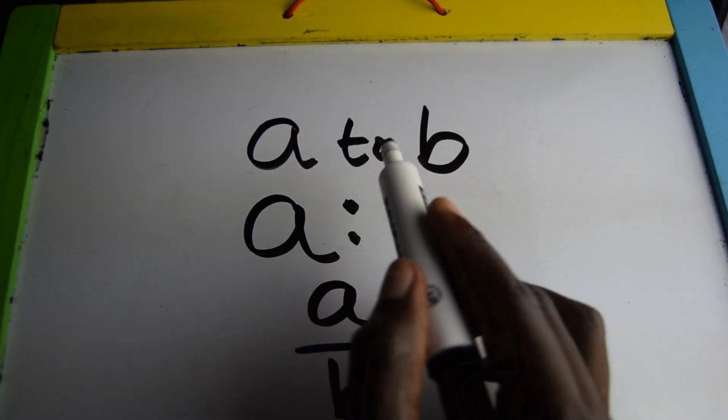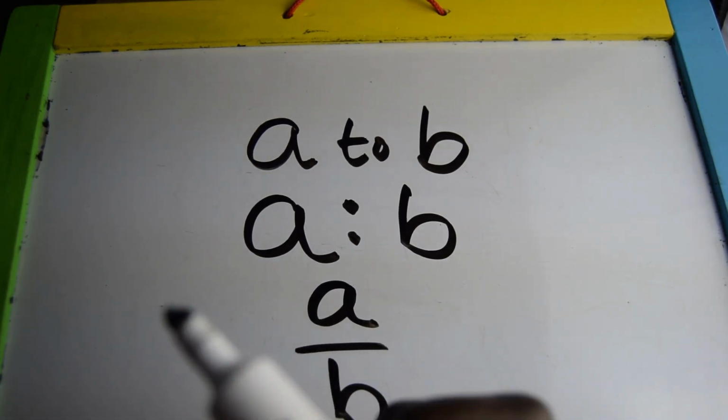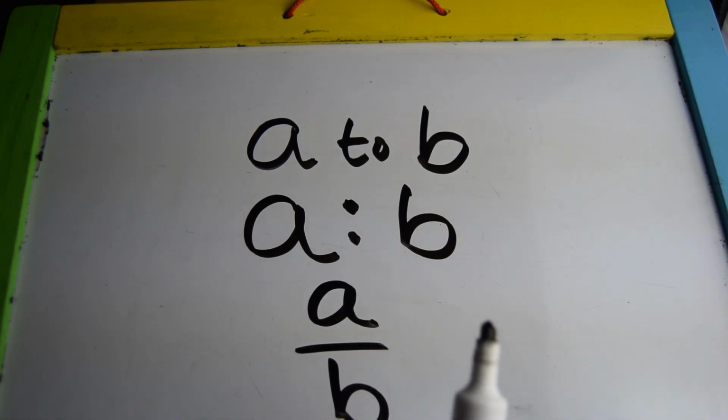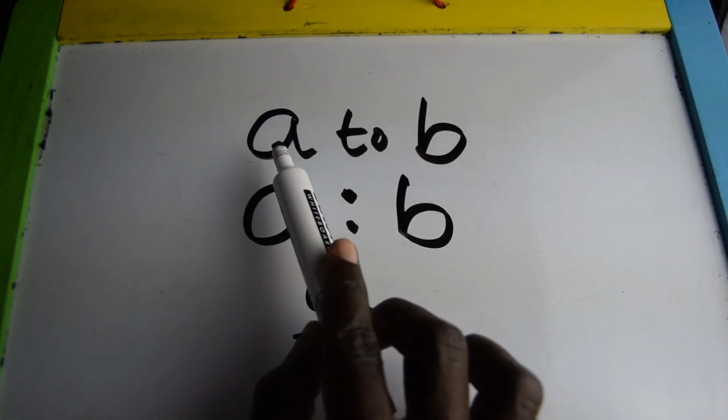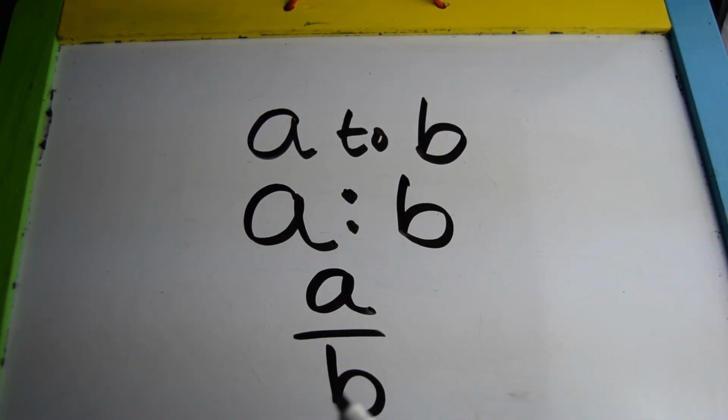So that's A to B, A:B, A/B. Each ratio is read as the ratio of A to B. Now let's do an example.